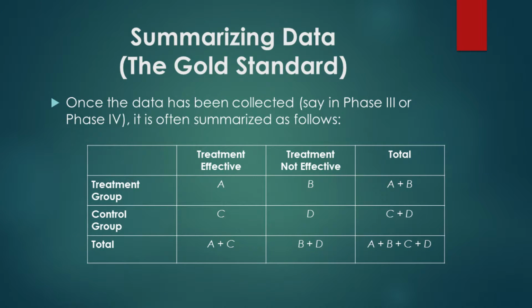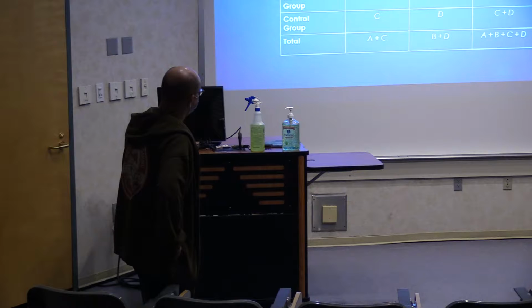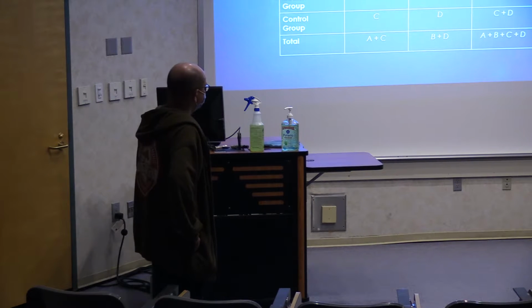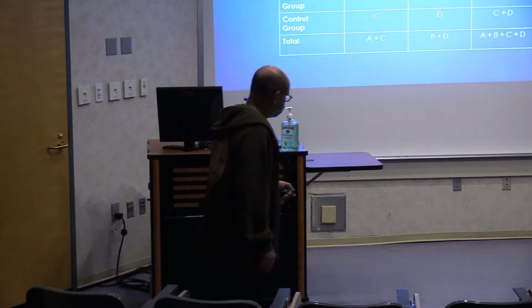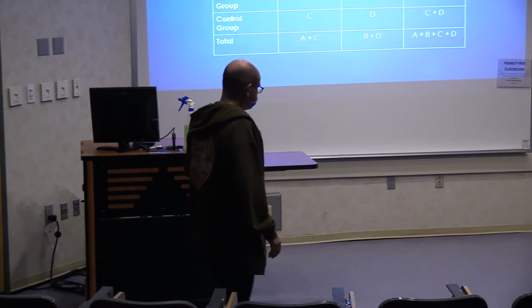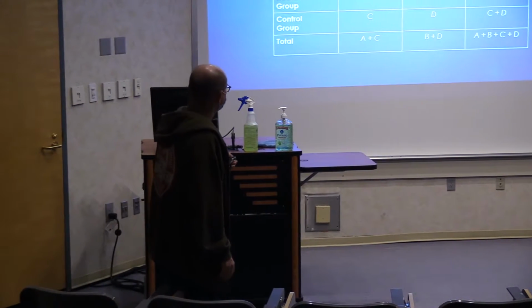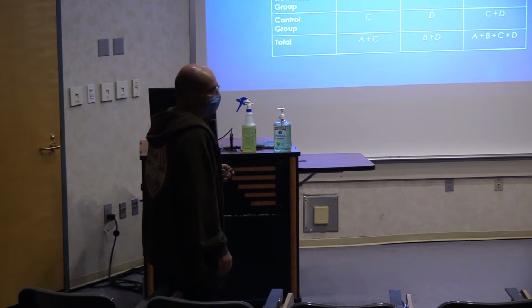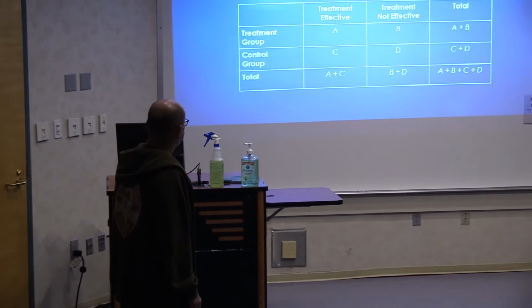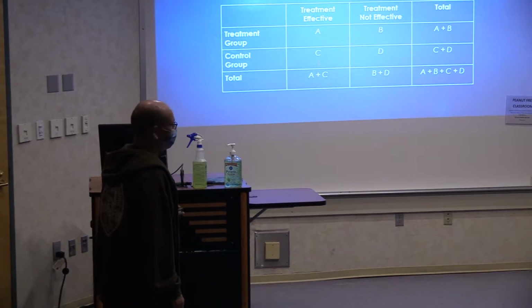Okay, so summarizing data is the important part of describing what's going to happen in our case. Say you're in phase 3 here. We can summarize our data in this way because this is what we are interested in. We're going to look at the first column where the treatment was effective. We're going to record how many we had in the treatment group and how many in the control group.